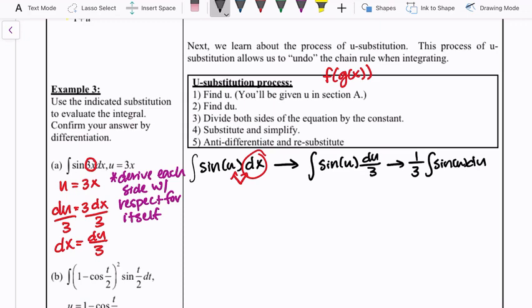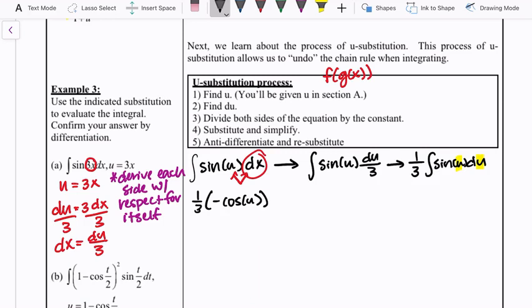Okay, so now that I have everything where the variables match, we are good to find the antiderivative. So, what is our antiderivative of sine of u? Okay, we'll think backwards. That's going to be negative cosine of u, because I know that the derivative of negative cosine is going to be positive sine. So I'll have 1/3 times negative cosine of u.